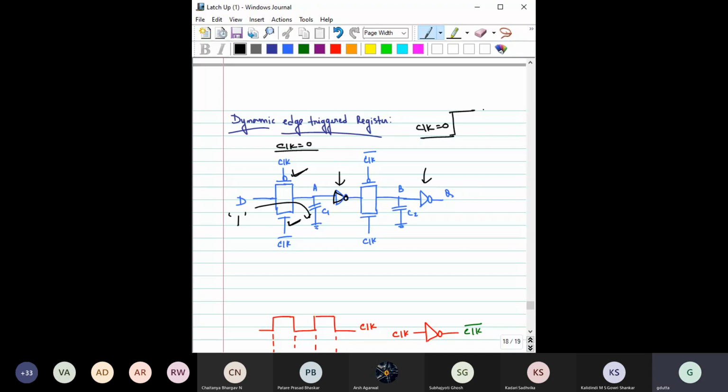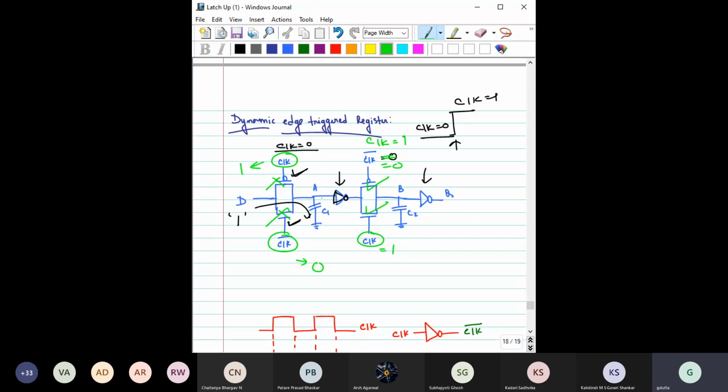Now here this clock becomes 1 at this edge. So when the clock becomes 1, what will happen to this clock bar? Let's say this is now clock becomes 1. So when this clock becomes 1, clock bar equal to 0. What will happen to this clock bar? Clock bar will become 0. What will happen to this? This will become 1. So what will happen to this transistor? Off. What will happen to this transistor? Off. This transistor on. This transistor on.